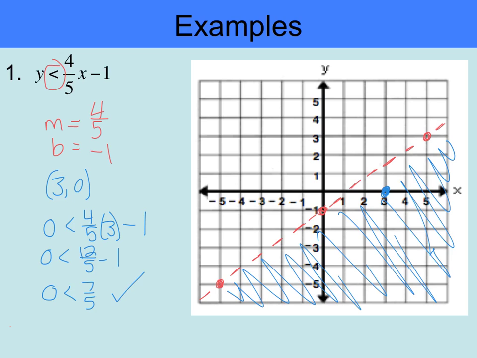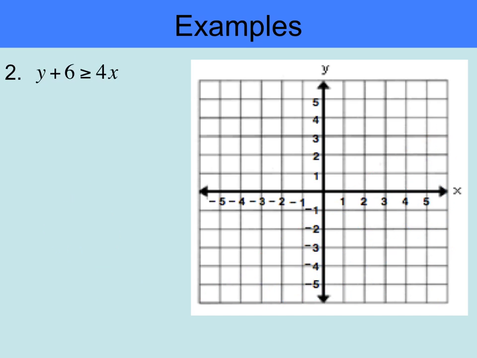So one of the other things is you can always use that origin as your check, and if it works, shade towards the origin. If it does not, shade away from it. Okay, so your second one, we've actually got to solve for y. So we're going to have to actually subtract 6 from both sides, and we'll get 4x minus 6.